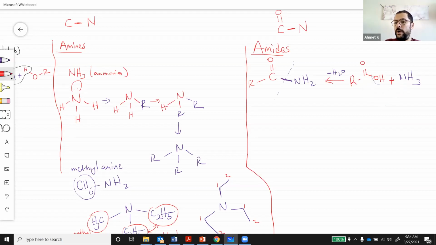This is actually how our body makes amides. So basically, if you look at the amide, just like the esters, it has the carboxylic acid part, and it also has the amine part. If you mix them together, then you get your amides. Make sense?